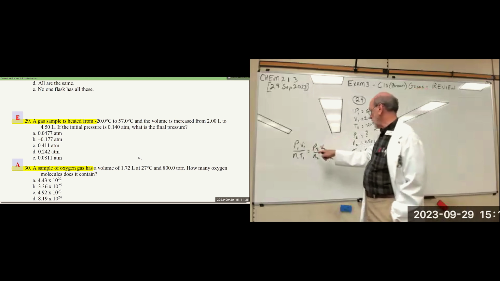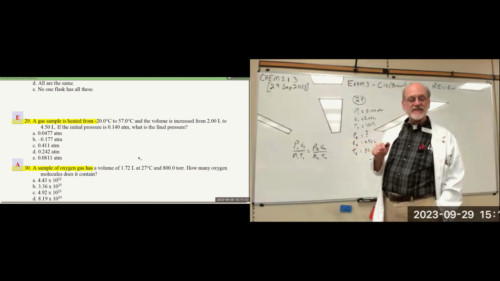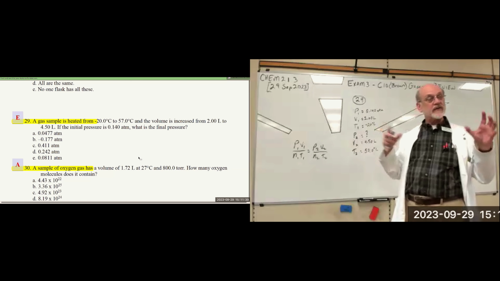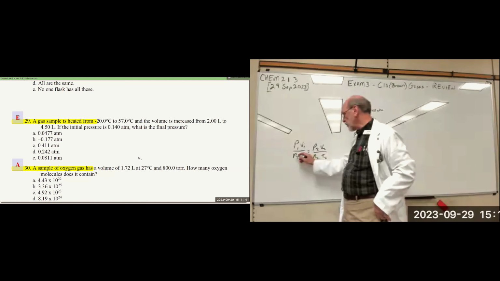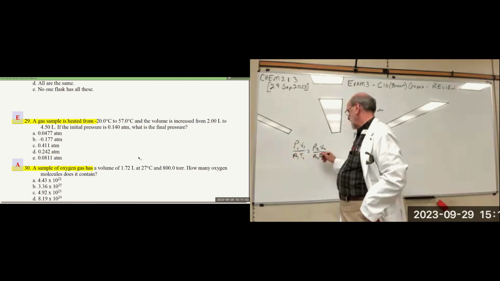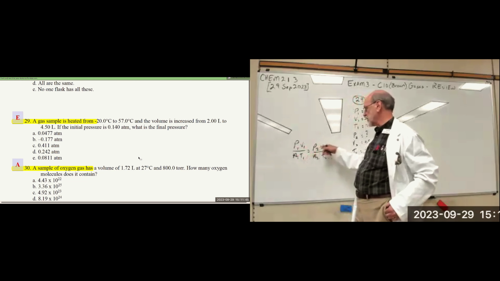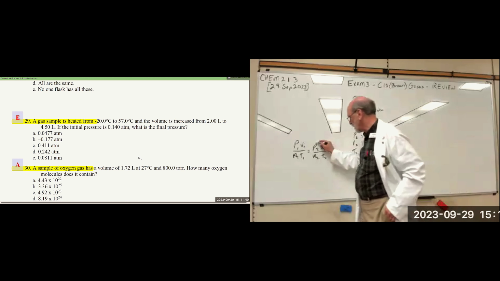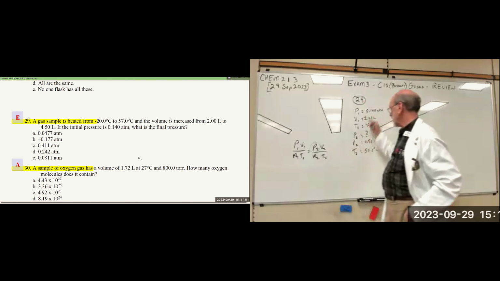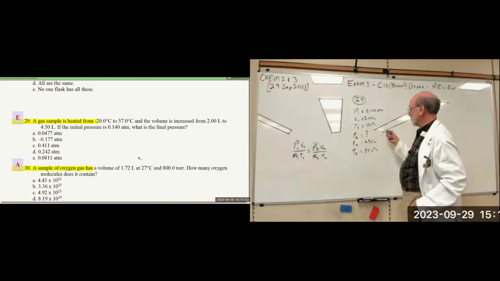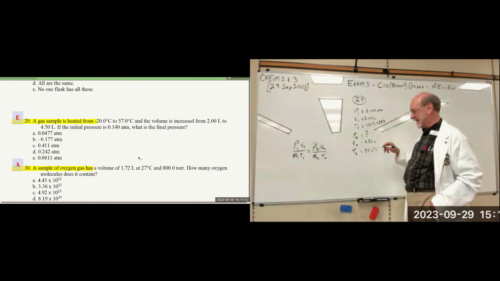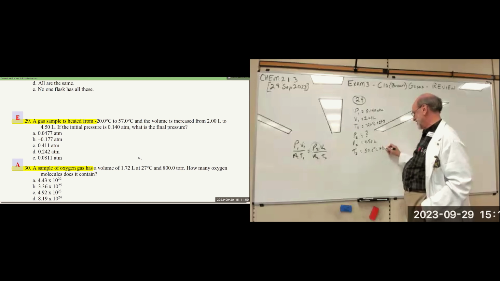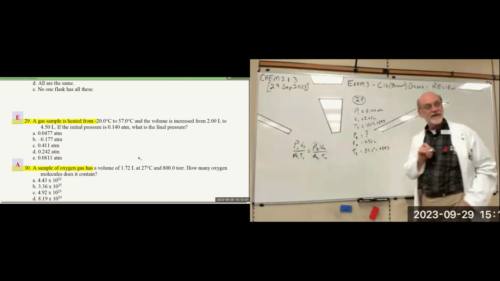Then you can use this formula, right? The gas is trapped. We're not introducing any more of it, so we can throw the moles out. And now we have P1 V1 over T1 equals P2 V2 over T2. And we solve for this one, and plug these numbers in there after what? We convert to K.